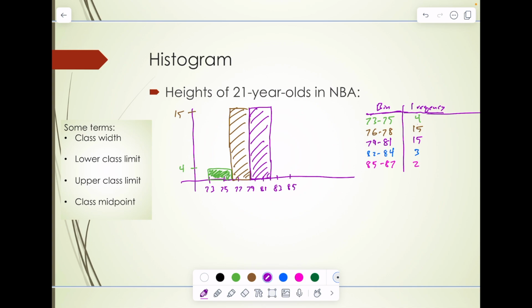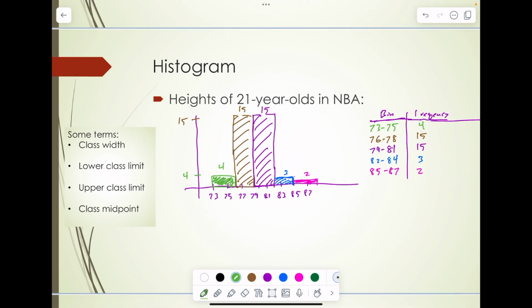The fourth class starts at 82, goes to 84, which ends up all the way at 85. And that one was only 3. And then the final one goes from 85 all the way to 87. And that's my histogram. The class width is 3.